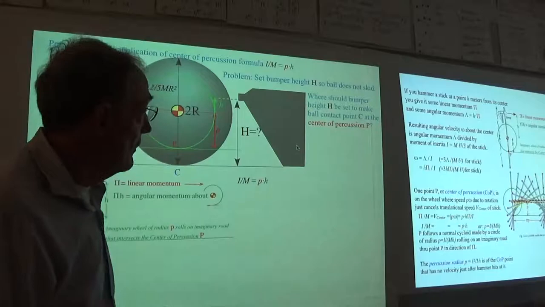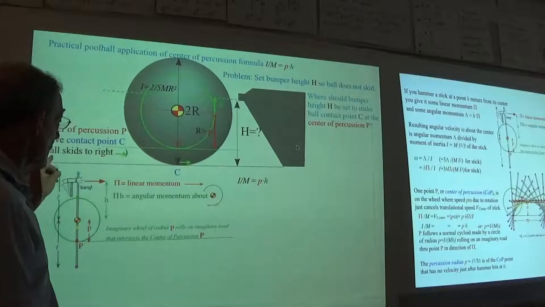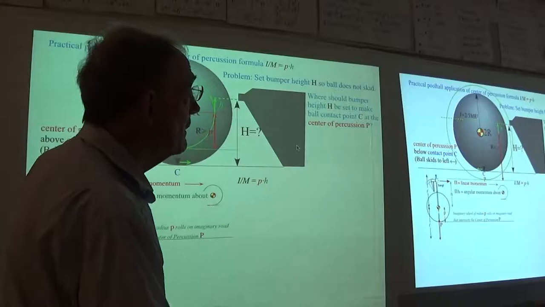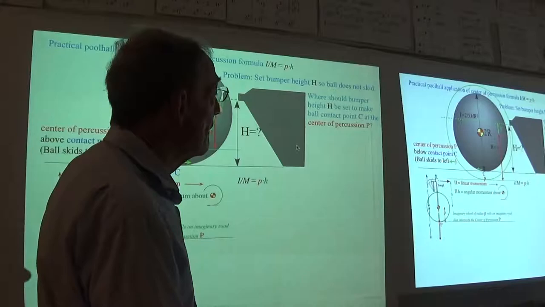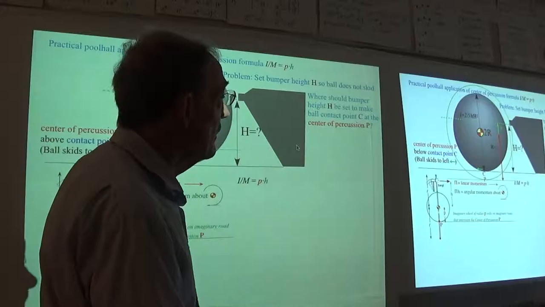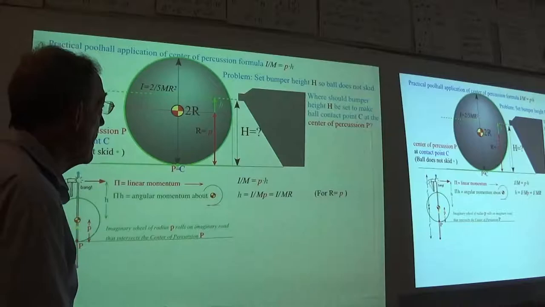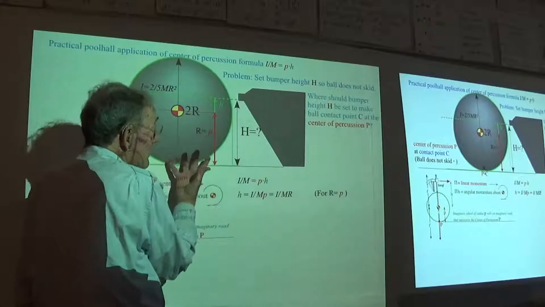So, with the ball skidding to the right, that is not desirable. And having the circle be too big, it's going to skid the other way. It skids to the left. And the question is, what H gets you right there? The idea is to make the radius of the center of percussion exactly equal to the radius of the ball. Now, rather than designing the center of percussion for the ball, we're trying to fit it to a certain height. Actually, we want to find out what that height is.